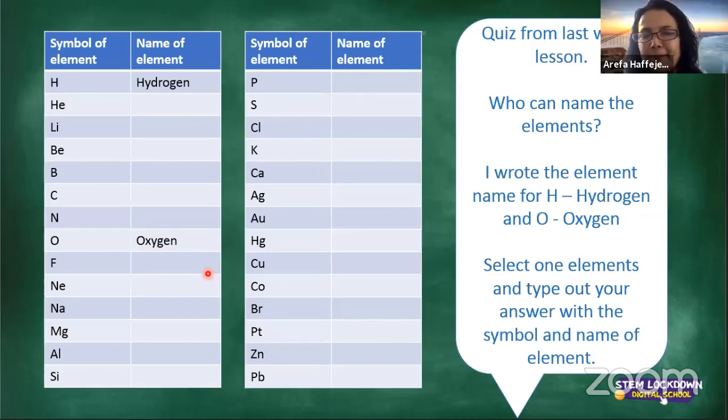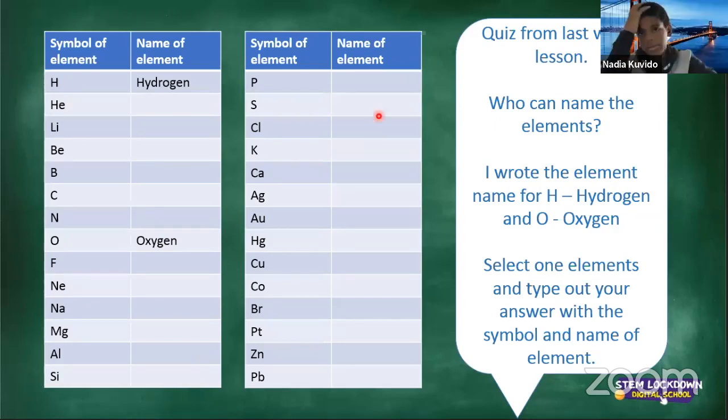Hi. F is fluorine, Ne is neon, Na is sodium, Mg is magnesium. Okay, and Al? Aluminium, Si is silicon. Oh, well done. I see you've been learning. Good for you. Okay, anyone else? We'll start on the second table here with P. Who'd like to go?